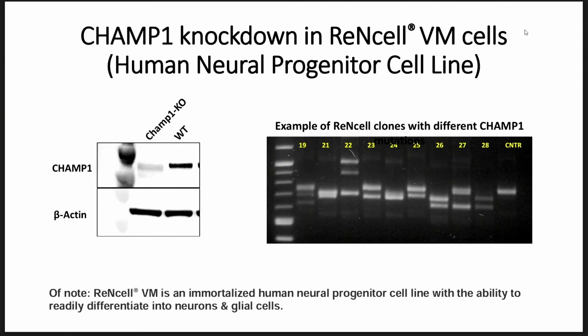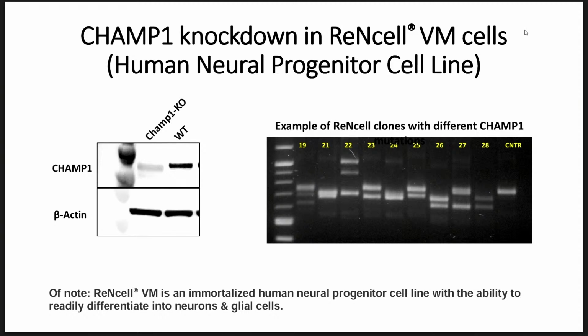You can see in another example, some clones look like controls, others have multiple bands, which just tells us that they have different mutations. Probably some in frame, some benign. We are sequencing them right now, and after we establish the mutations, we will perform cell culture studies for clones which have very low or no expression of CHAMP1.